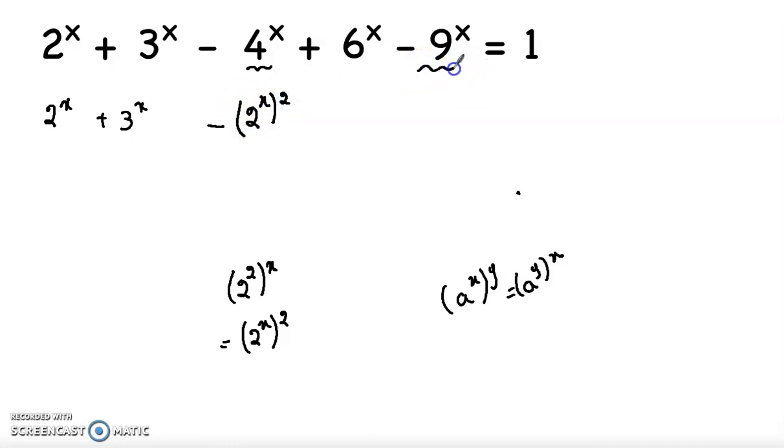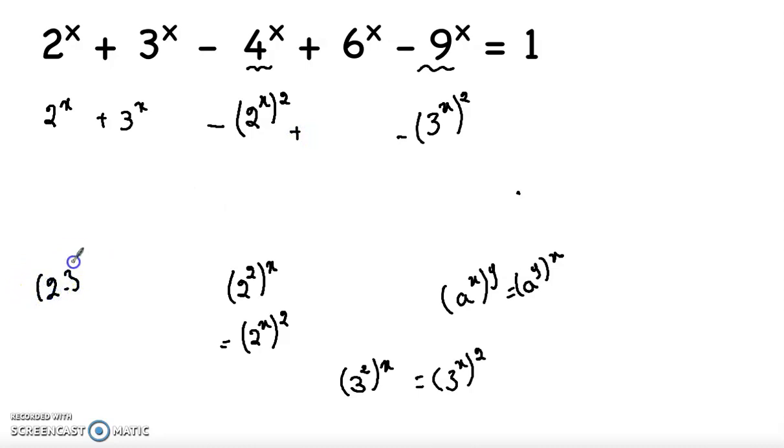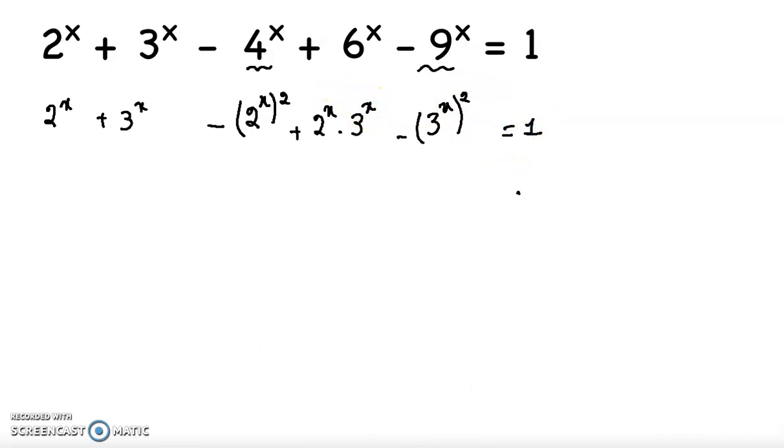Same for 9 to power x. So we can write it as 3 squared to power x, equal to 3 to power x all squared. So minus 3 to power x all squared. And 6 to power x is equal... Now 6 is equal to 2 times 3, so 6 to power x. We can distribute the power over the base, so 2 to power x times 3 to power x, equal to 1.